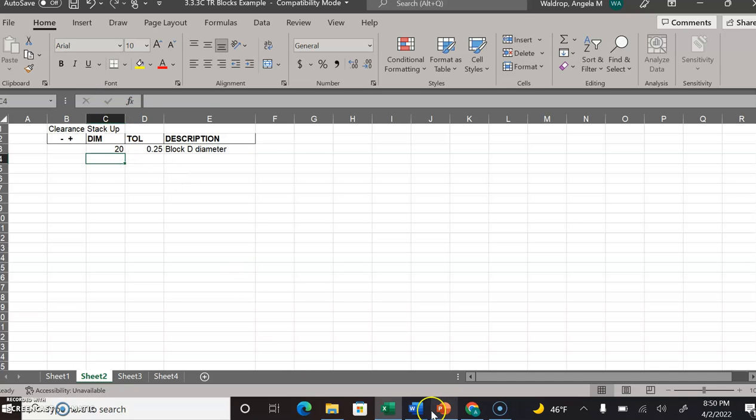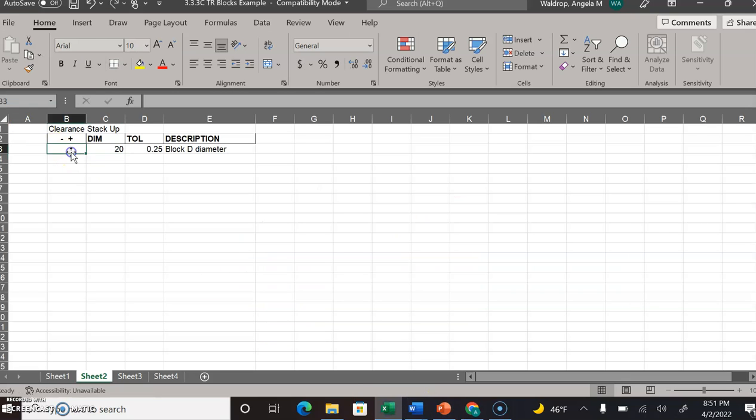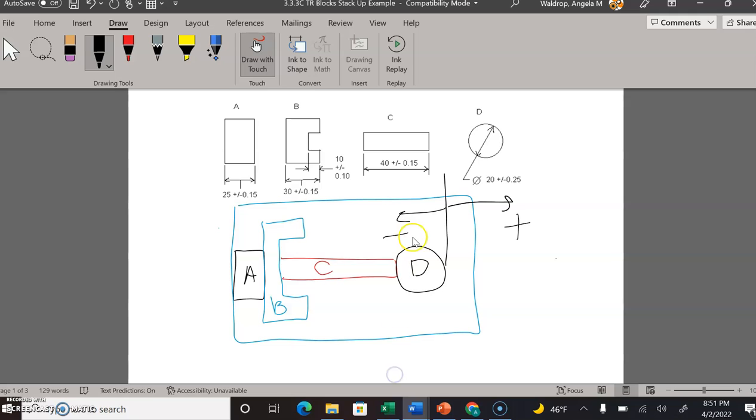Now, since I'm moving from the right to the left, I'm moving in the negative direction. That's where this orientation comes into play. And if I haven't said so already, the orientation is the most critical part of these stack ups. If we do not get the orientation correct, you'll see later on the answer will not be correct.